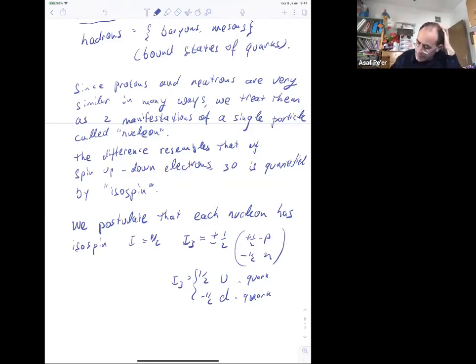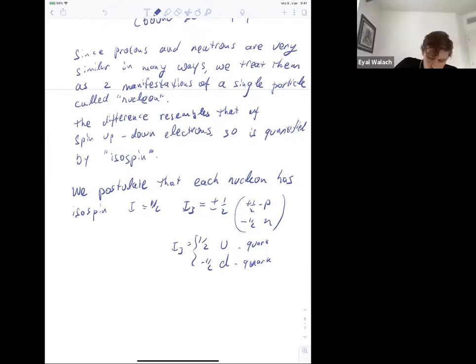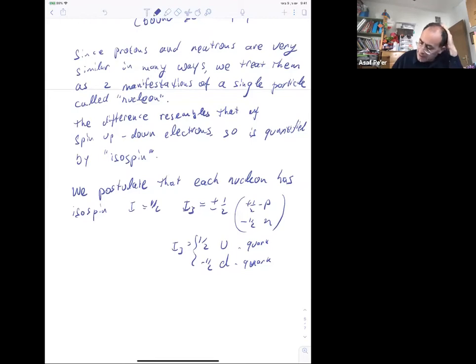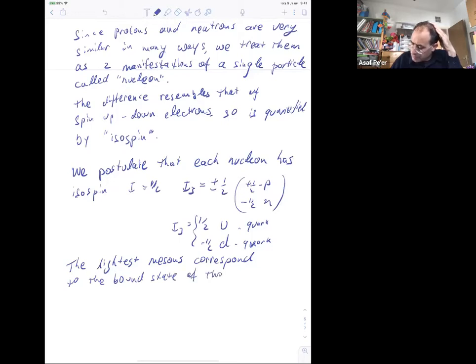So now we can think of the mesons. The reason why I told you all that is not just that you know it, we will study it more in depth down the line, but now we can speak of the lightest mesons. The lightest mesons correspond to the bound states of the lightest quarks.